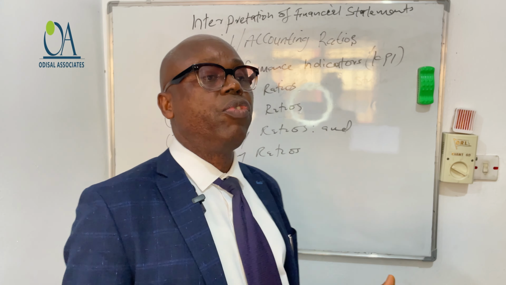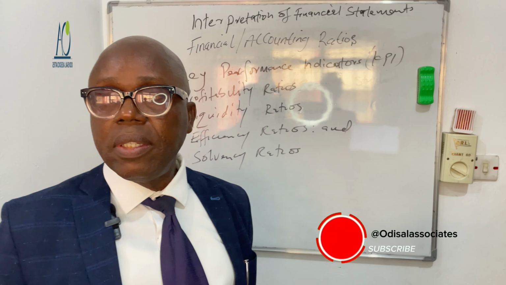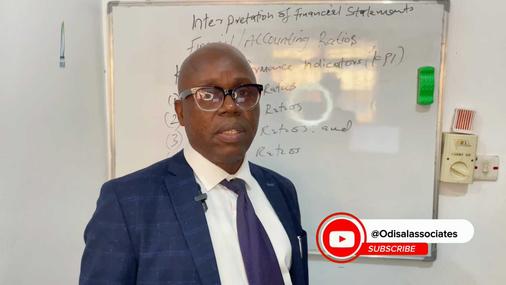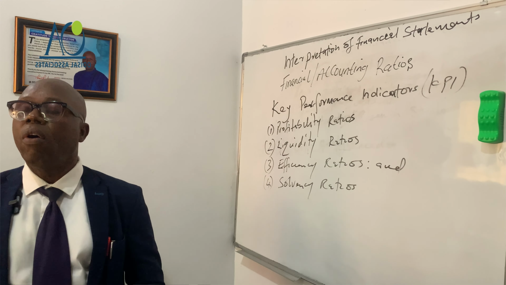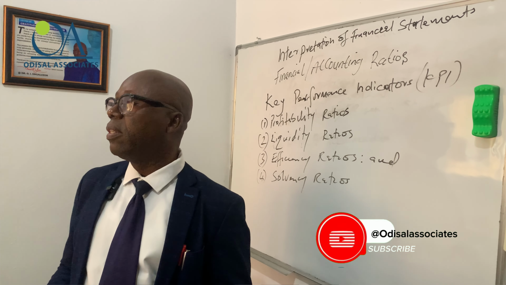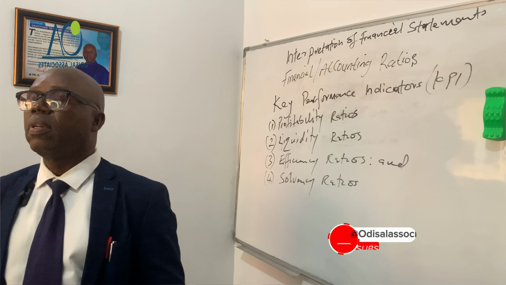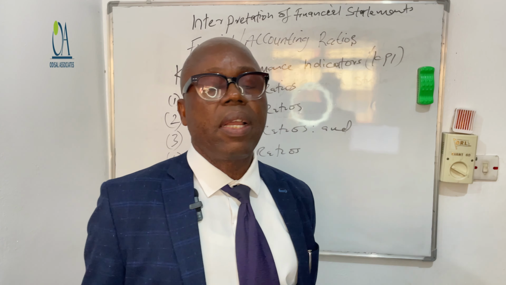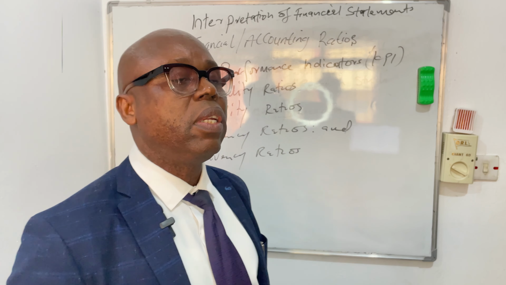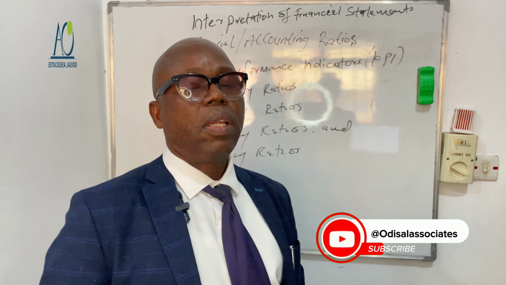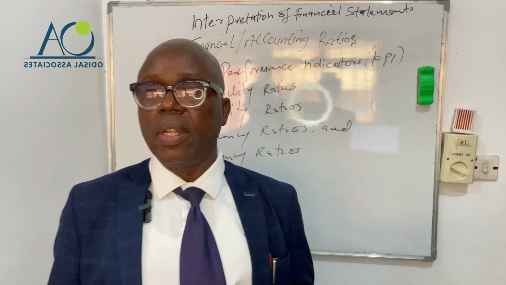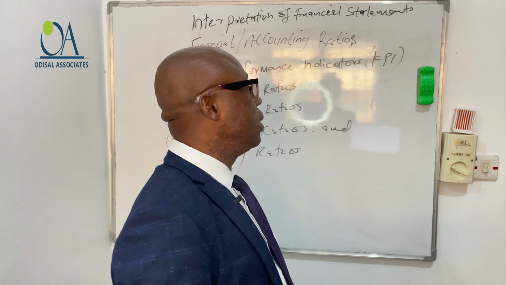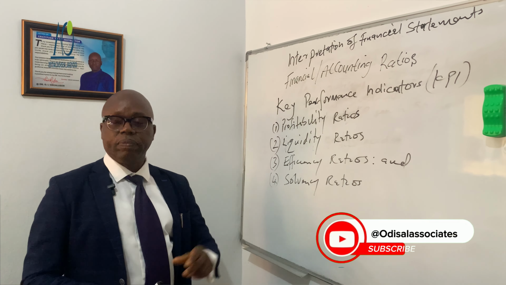The profitability ratio determines the gross margin and net profit, showing the efficiency of management in their operation. Things like return on assets, return on equity. The ability of the management to generate profits is what a profitability ratio is all about.